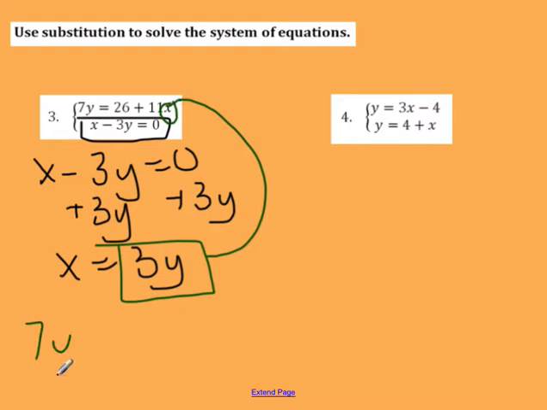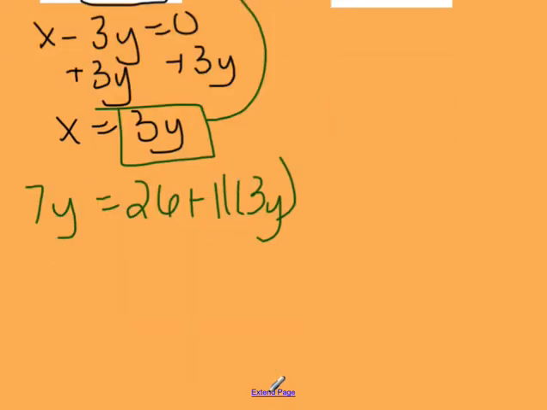So then I end up with 7y is equal to 26 plus 11 times 3y. Again, the rest of the equation stays the same. I'm just taking out that x portion. So I remove x completely and I put 3y in instead. So I have 7y is equal to 26 plus 11 times 3, which is 33y.